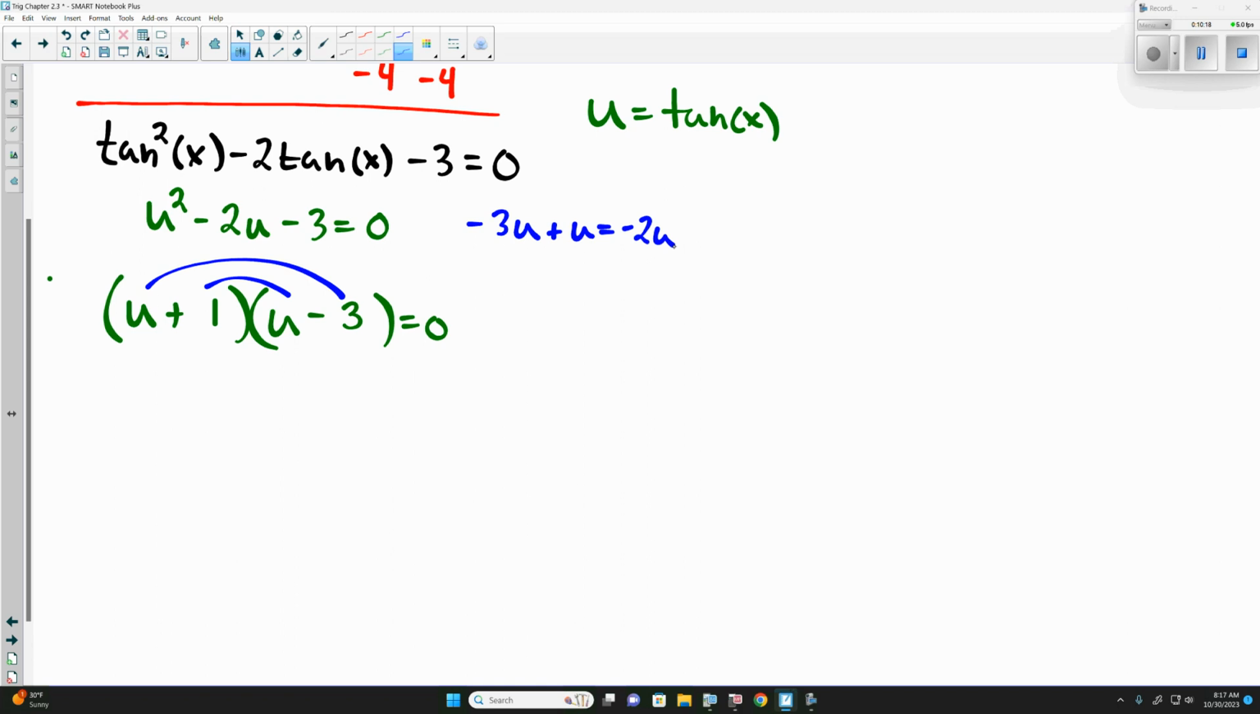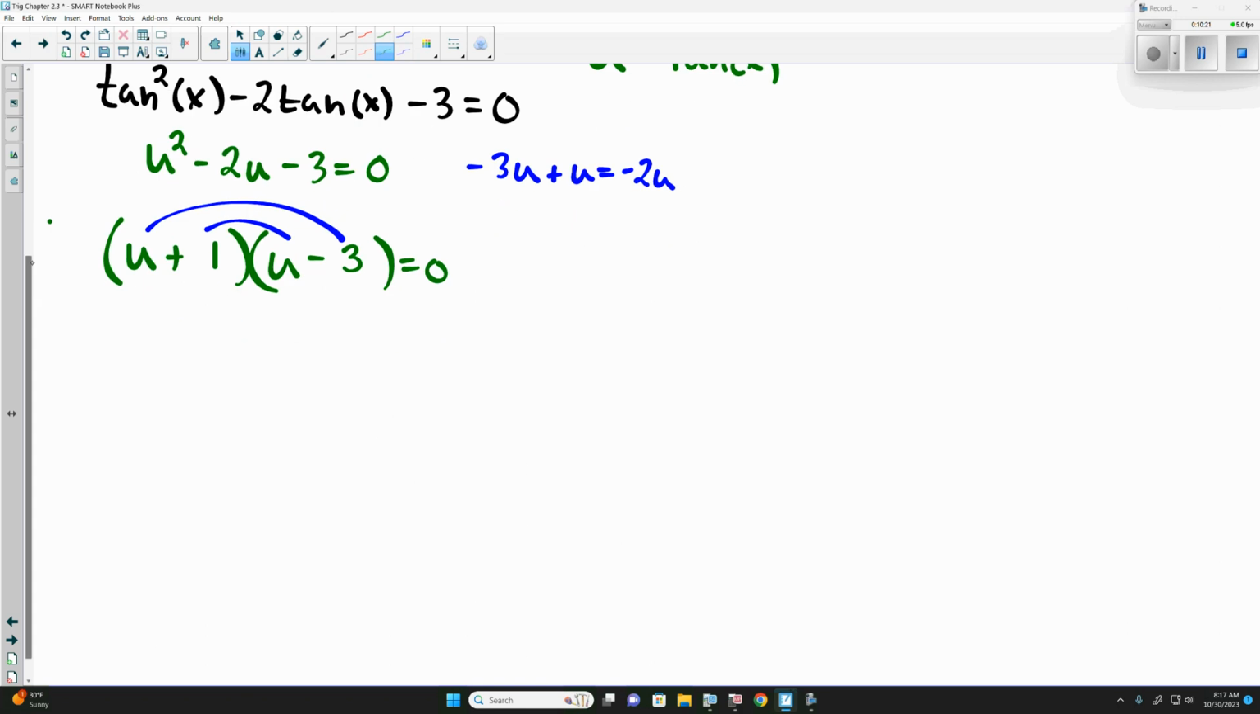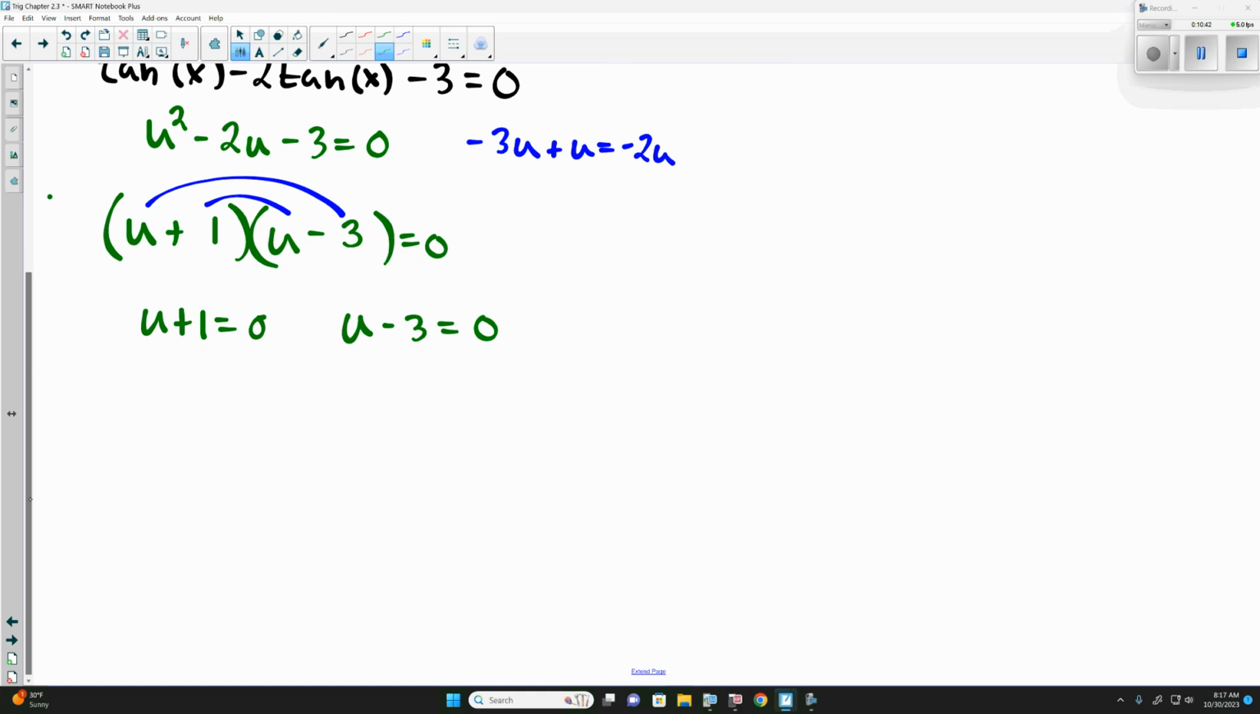And really, if we wanted to have factored this without using u substitution, we would have done the exact same thing, but instead of saying u, we would have said tangent and tangent. Because the factors of tangent squared would be tangent and tangent. Now at this point, since we do have it as u substitution, we can go on and solve for u in both cases. Here we can subtract 1 from both sides, telling us u is -1. Here we can add 3 to both sides, telling us u is equal to 3.